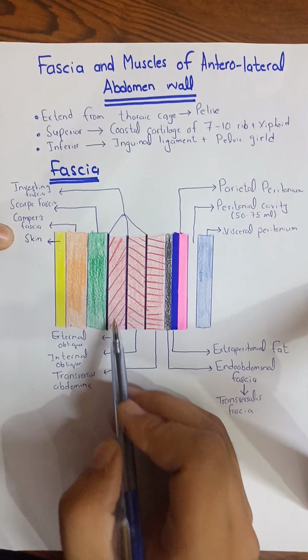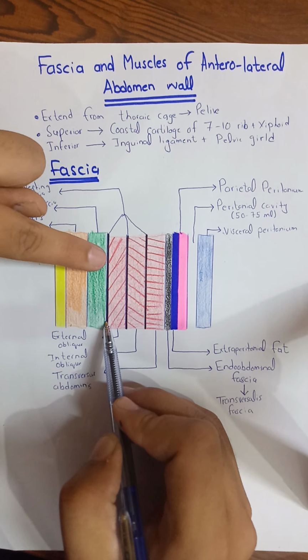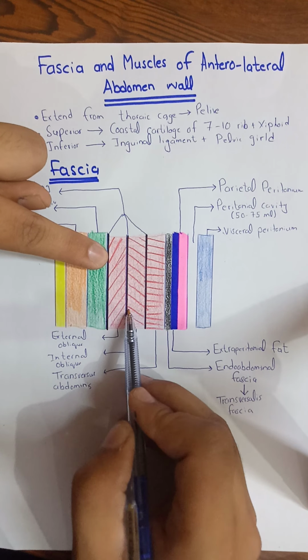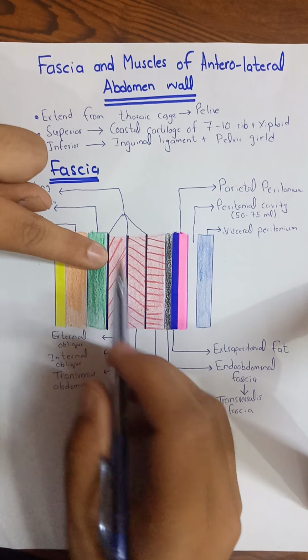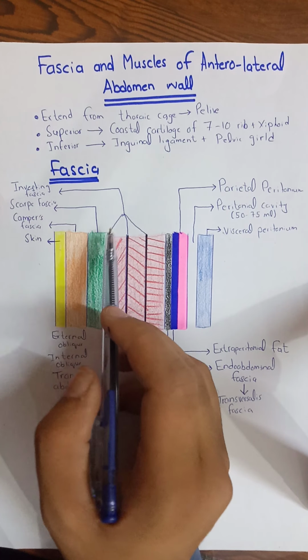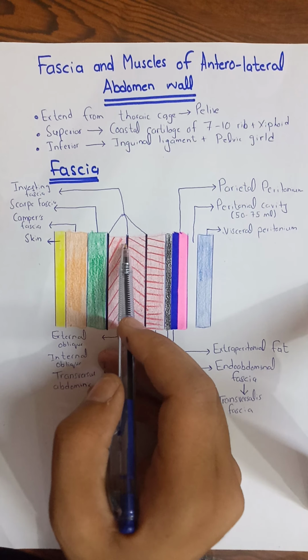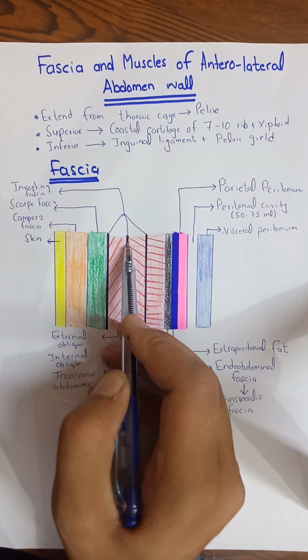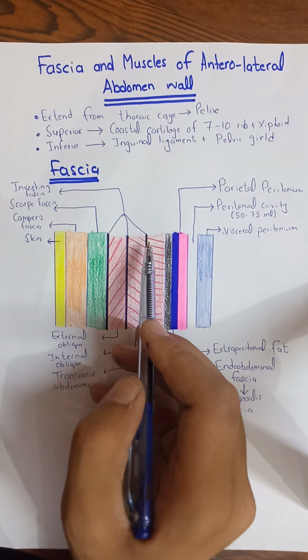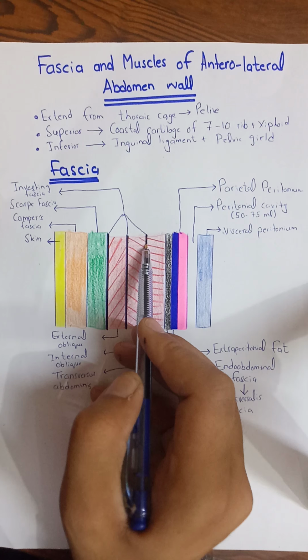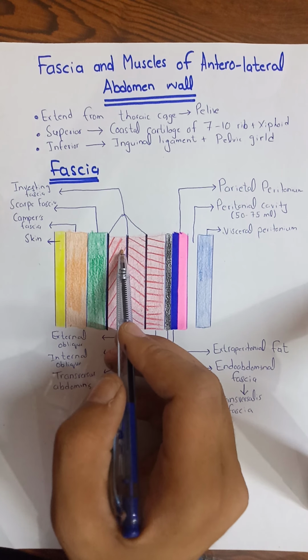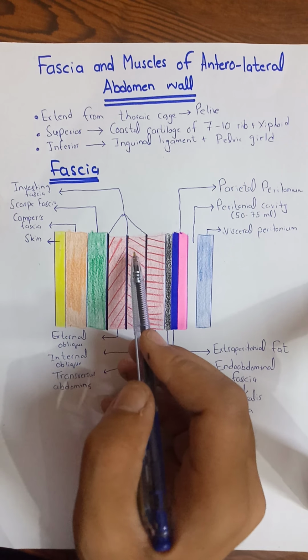After that there will be the three layers, which are in the dark black color, 1, 2 and 3. These three are collectively called the investing fascia. This will be the superficial investing fascia or the superficial deep fascia, this will be the intermediate investing fascia or the intermediate deep fascia, and this will be the deep investing fascia.